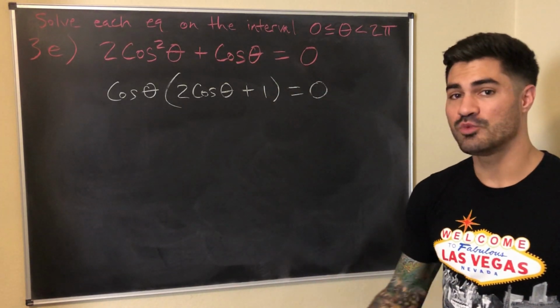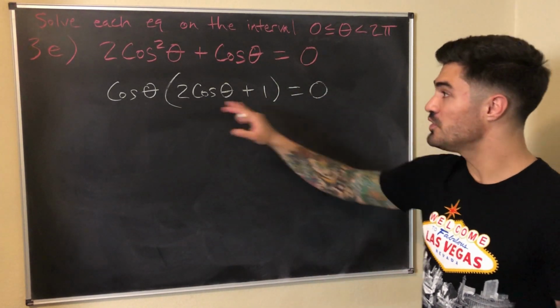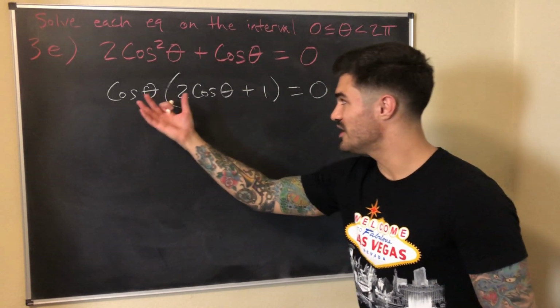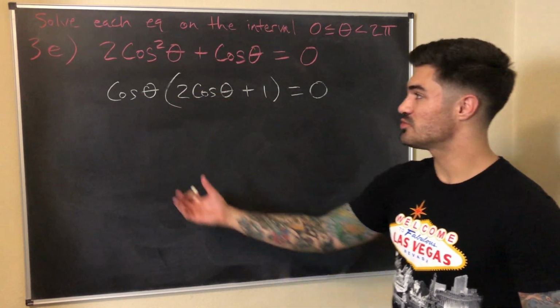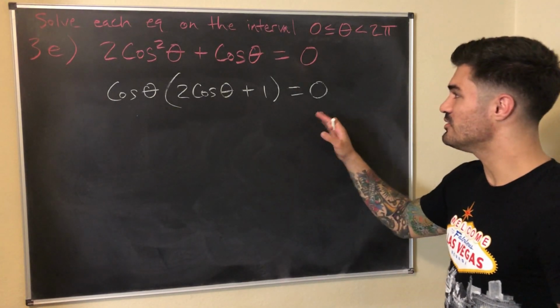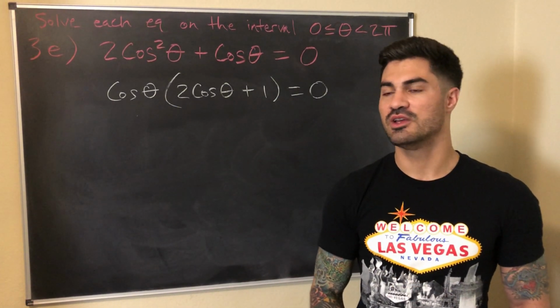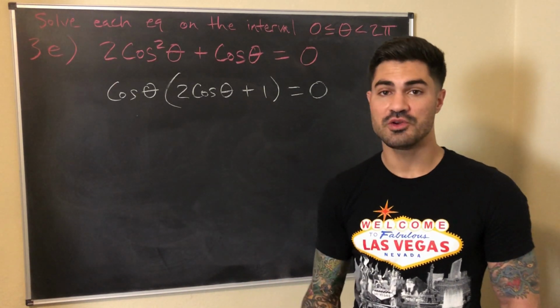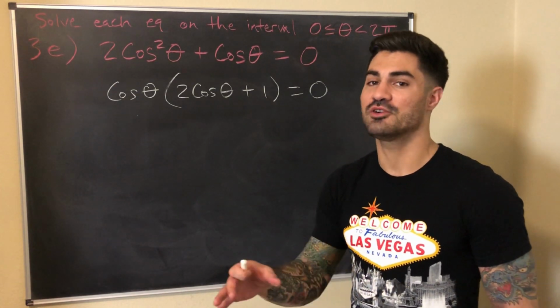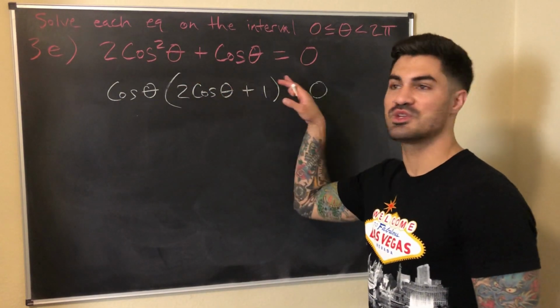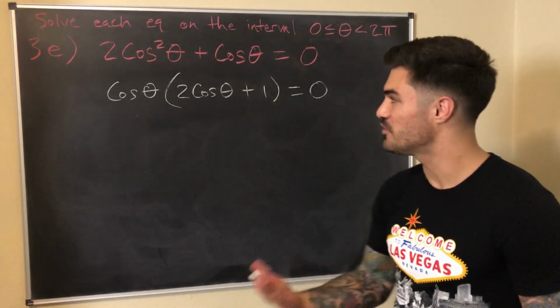Okay, and now again, we treat it like a quadratic. So we have it fully factored. We have 2 things being multiplied. So that means we're going to set this equal to 0 and this equal to 0 and solve each trig equation. And the solutions to each of those together will be our final solution set for this original trig equation. Hopefully that makes sense.